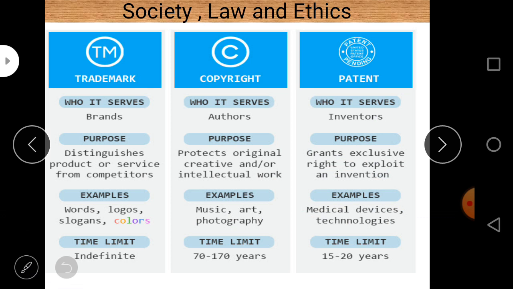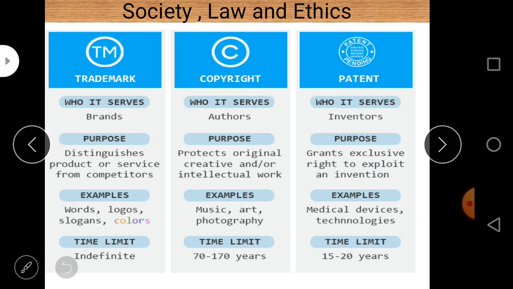Now, after combining all these intellectual property rights, the difference among all these is in terms of who it serves. Trademark serves brands, copyright serves authors, and patent serves inventors. So patent serves inventors, copyright serves authors, and trademark serves brands.